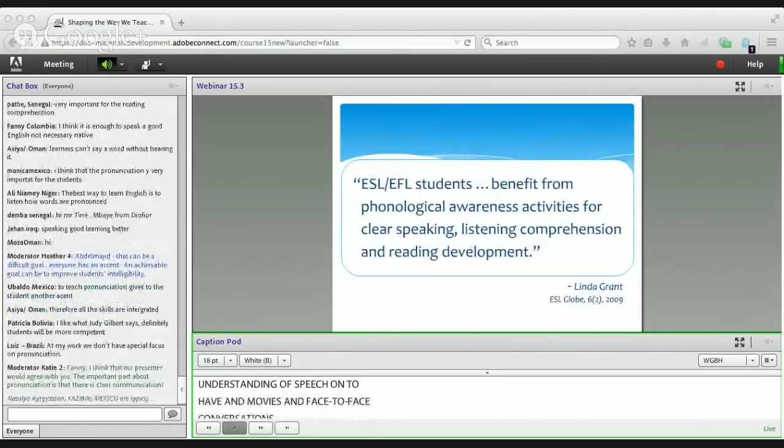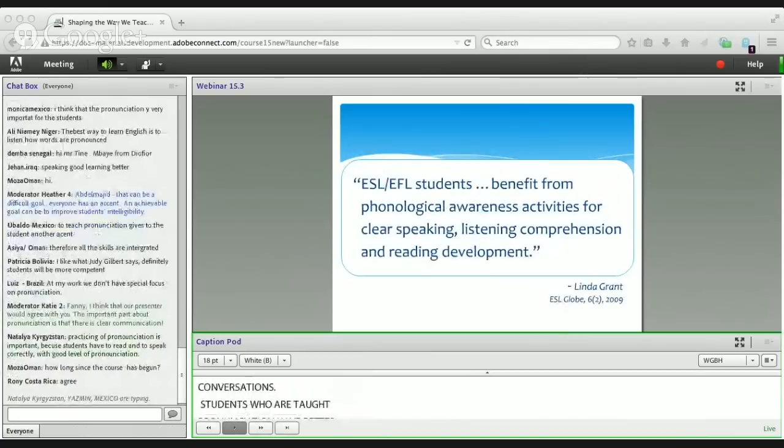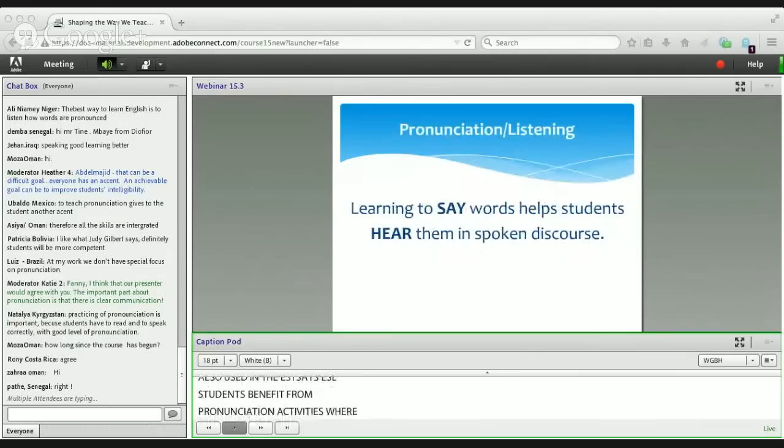And then Linda Grant, the author of Well Said, which is a pronunciation textbook also used in the US, says that ESL and EFL students benefit from phonological awareness activities, or in other words, pronunciation activities, for clear speaking, listening comprehension, and reading development. So I'd like to say a little bit more about that.